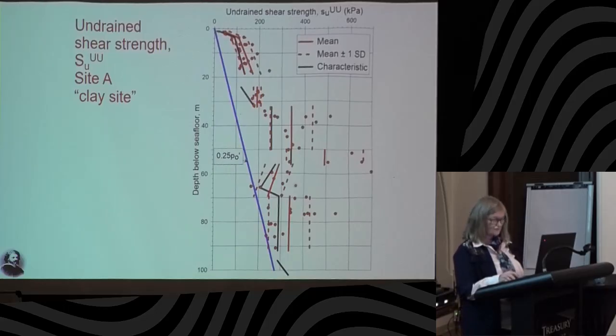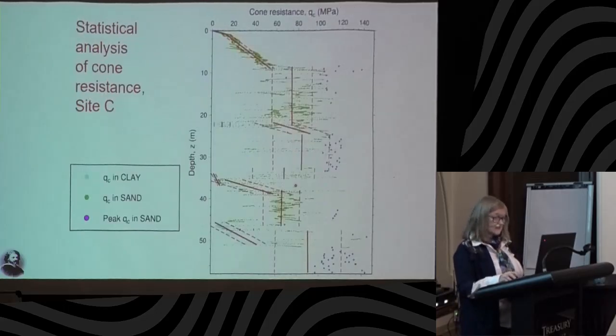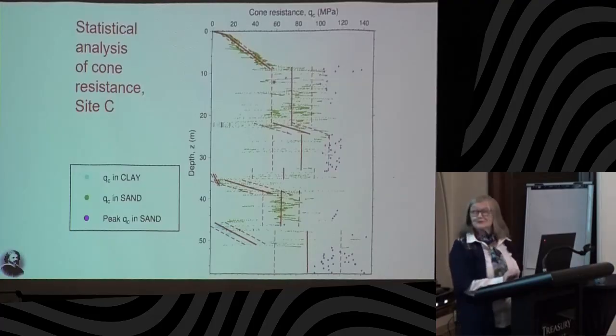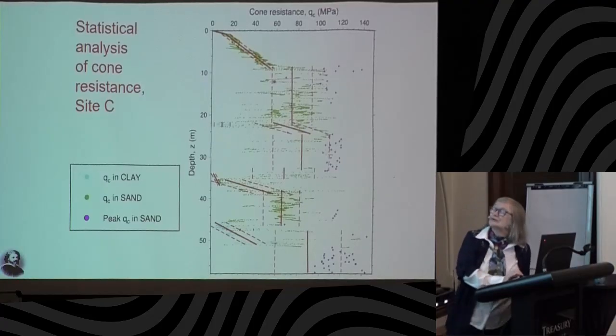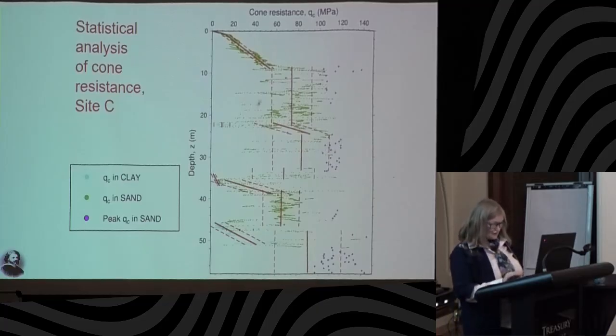What was the best fit for the data? Site 1. And site C, which was called the sand site, you had a bit of clay in the top, and these are cone resistance rather than the underlying shear strength, the other one. But you see how variable the soil is. Well, that's not so easy to see. But you can see the data here.